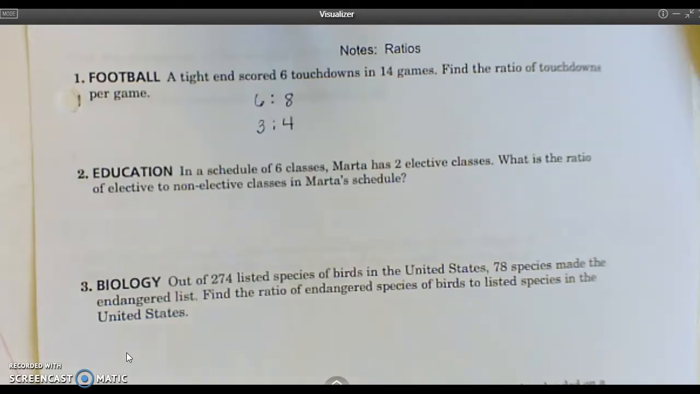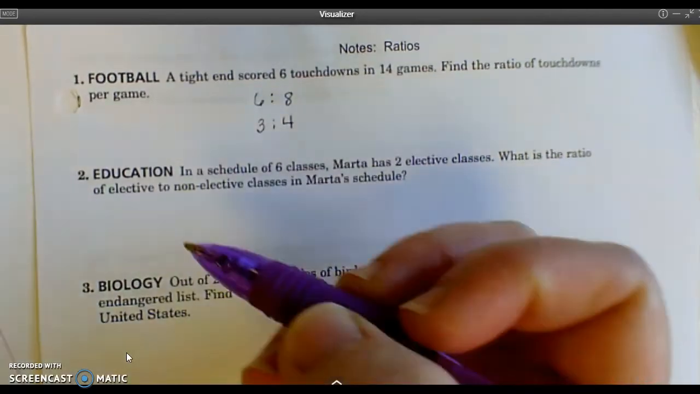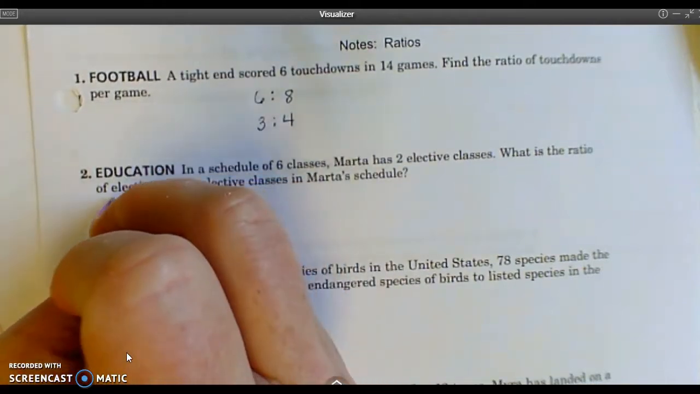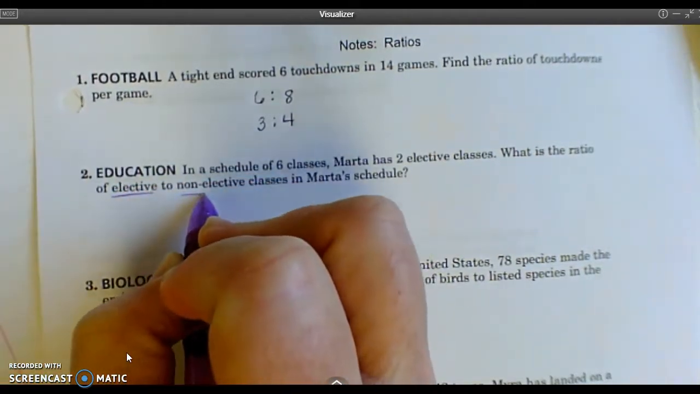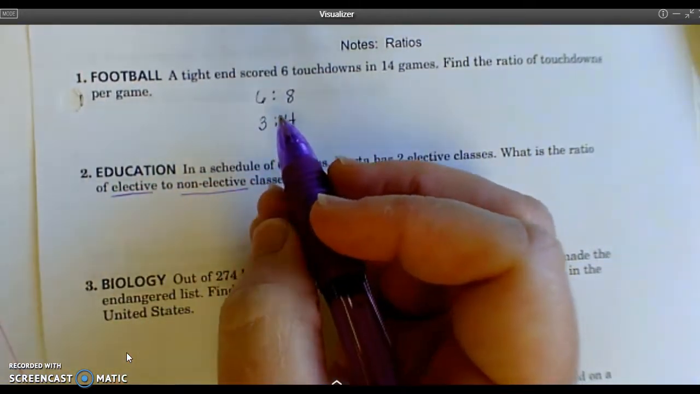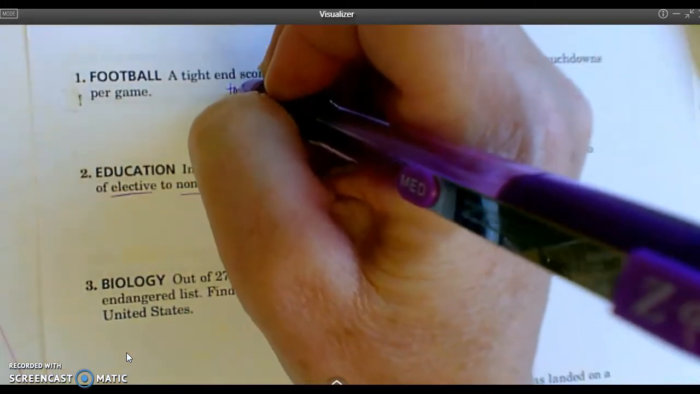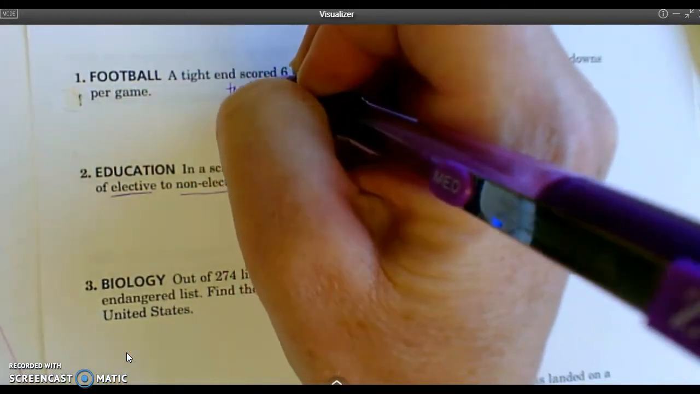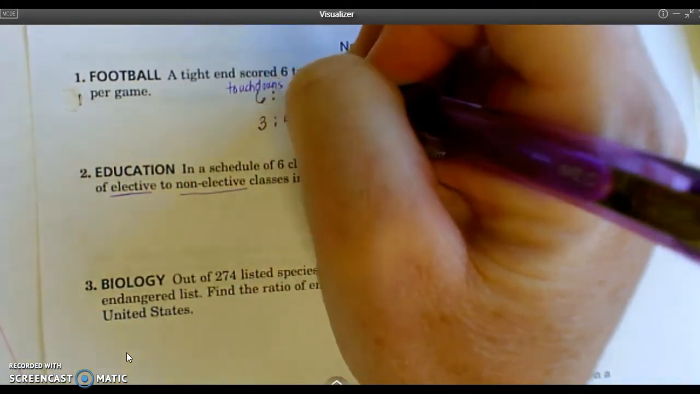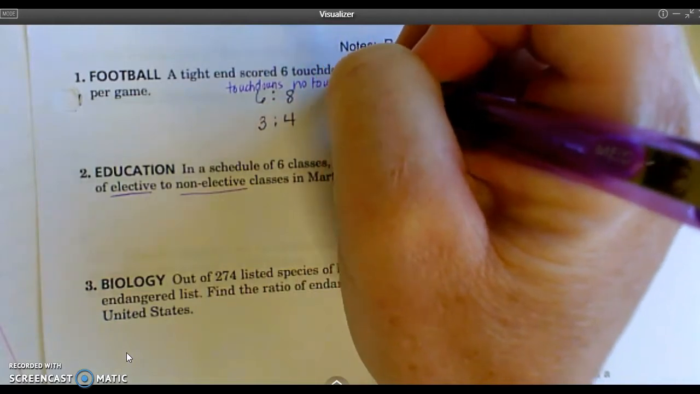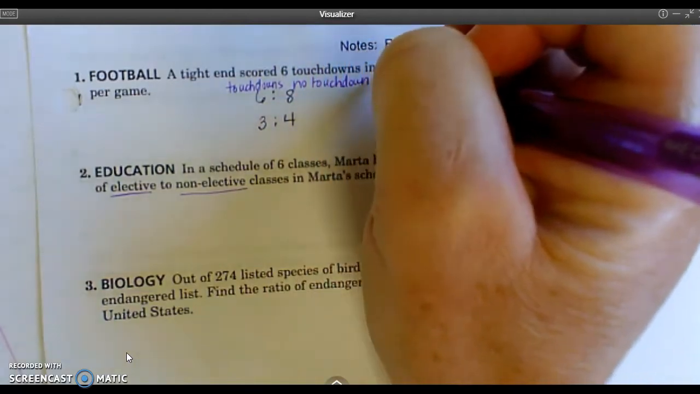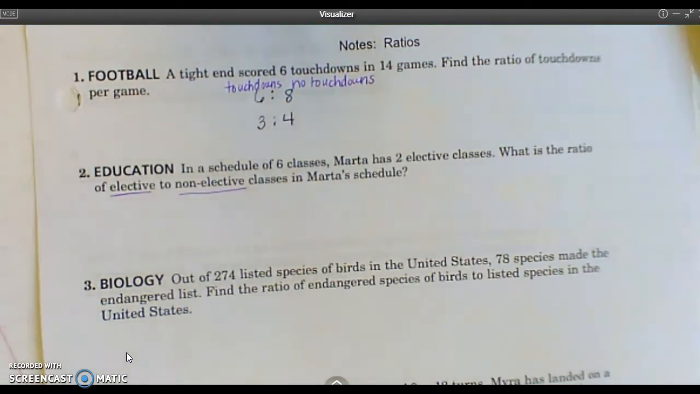Number 2, in a schedule of 6 classes, Marta has 2 elective classes. What is the ratio of elective to non-elective classes? This one is written a little bit better because it tells you elective to non-elective. On this last one, it was touchdowns and then no touchdowns, even though it didn't clearly say that.